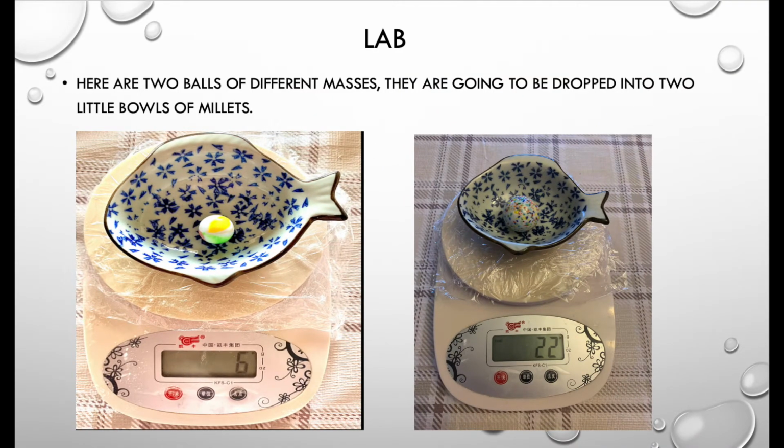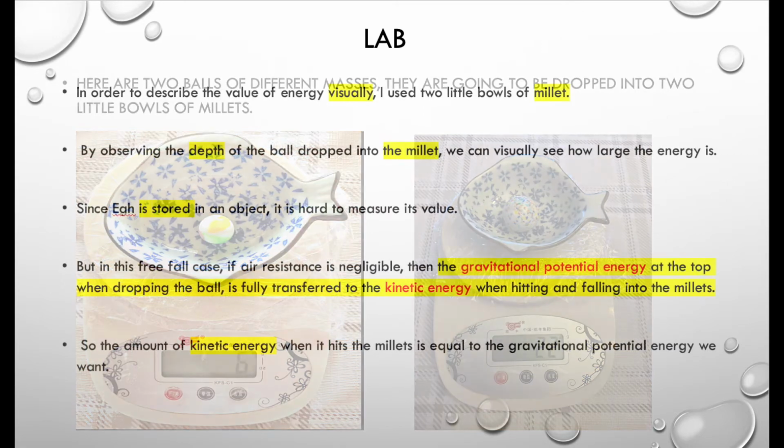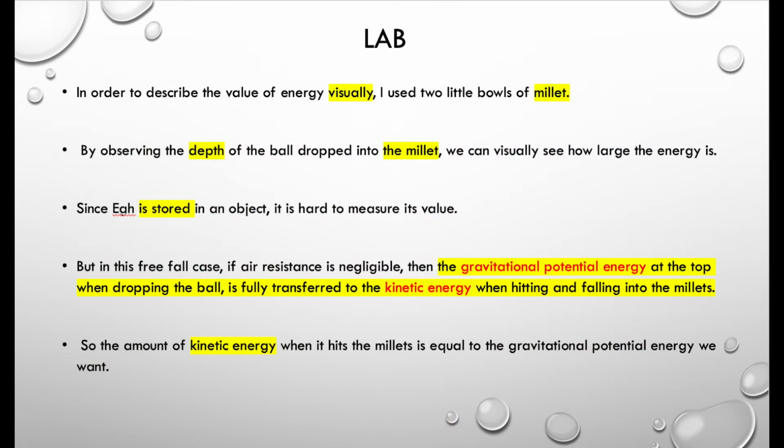Here are two balls of different masses that are going to be dropped into two little bowls of millets. In order to describe the value of energy visually, I used two bowls of millets. By observing the depth of the ball dropped into the millets, we can actually see how large it is visually. Since EGH is stored in the object, it's hard to measure its value. But in this free fall case, if air resistance is negligible, then the gravitational potential energy at the top when dropping the ball is fully transferred into kinetic energy. So we can observe the kinetic energy in order to see how large the potential energy is.